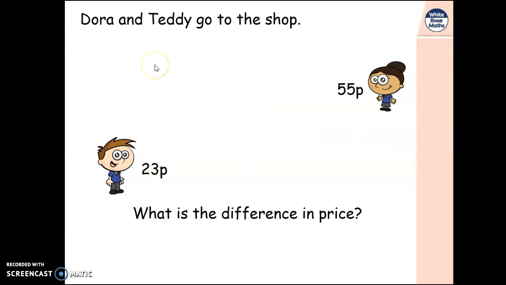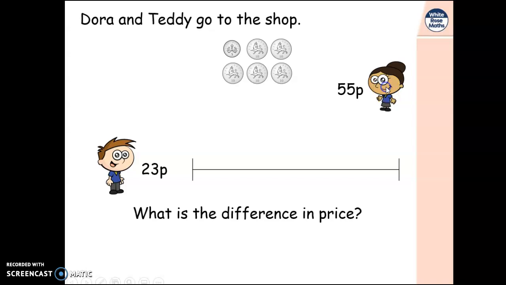Dora and Teddy go to the shop again. Now they've got different amounts of money. So Dora's got 55, Teddy's got 23. What is the difference in those two prices? So we've got 55, which is Dora's.